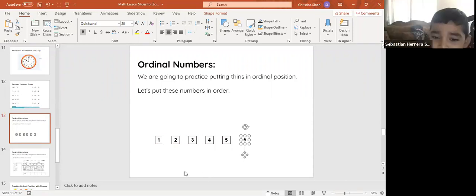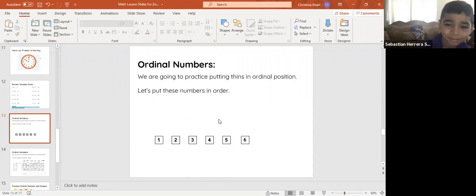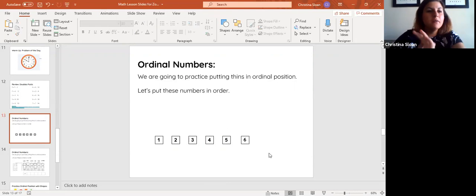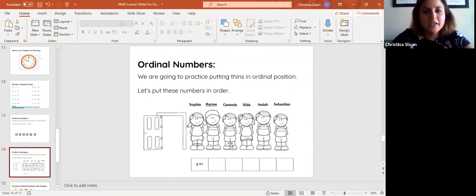So here we put our numbers in order from 1 all the way to 6. So we can put numbers in order. We can put people in order, like when we go in our line order. You can put pretty much anything in order. So here I made a little pretend line order. Since we are not actually in person to get into line, I made a little pretend line order.